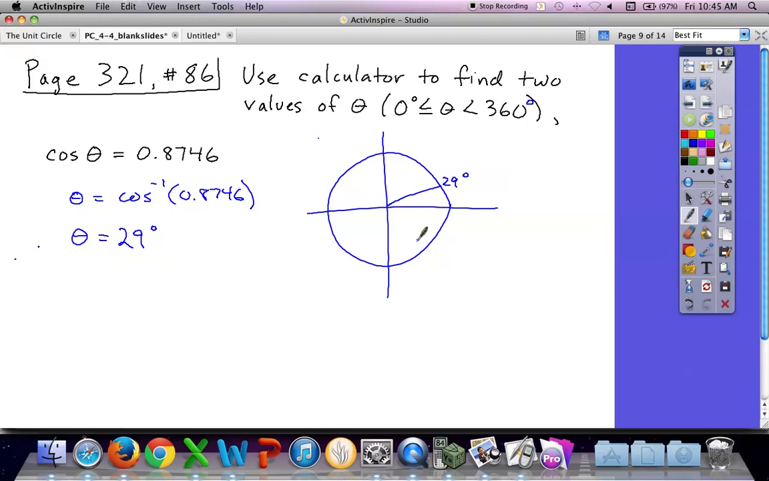So if I'm going to find a place between 0 and 360, it's got to be straight down there. I mean, if that's 29 degrees up, this has got to be 29 degrees down. Cosine of negative 29 will also equal 0.8746. But negative 29 is not between 0 and 360. Find the coterminal angle. Which is it?